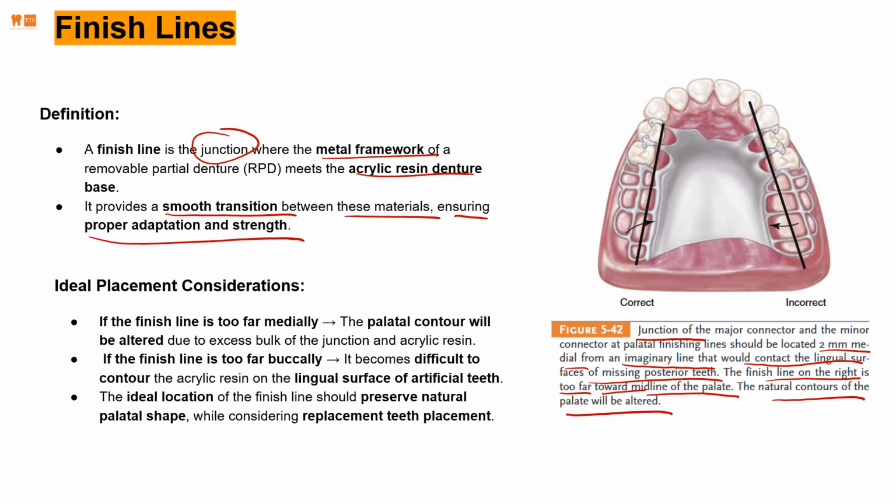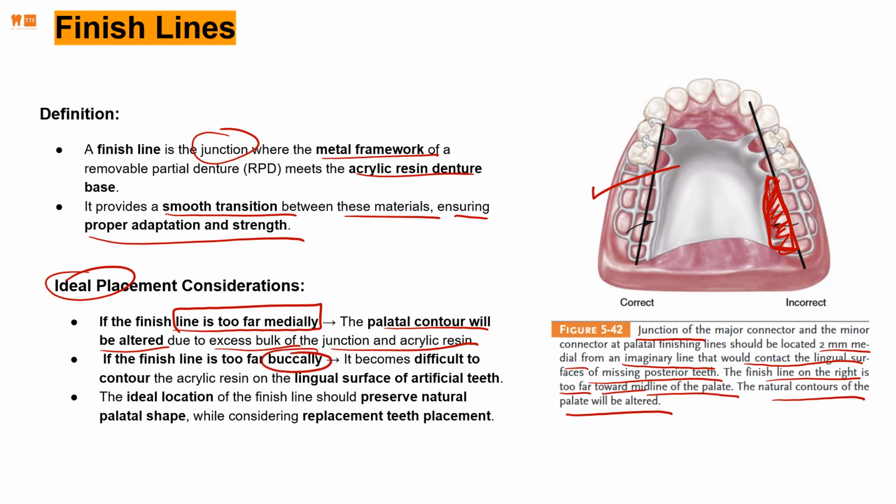So let me erase this and show you. It says the finish line on the right side is too far towards the midline, all the way down here. Right? What it needs is to actually have a finish line here. Okay? Ideal placement. If the finish line is too far medially, then what happens? The palatal contour will alter, like this guy here, where there's excessive bulk at the junction. Right here, there will be excessive bulk, because it's too medial.